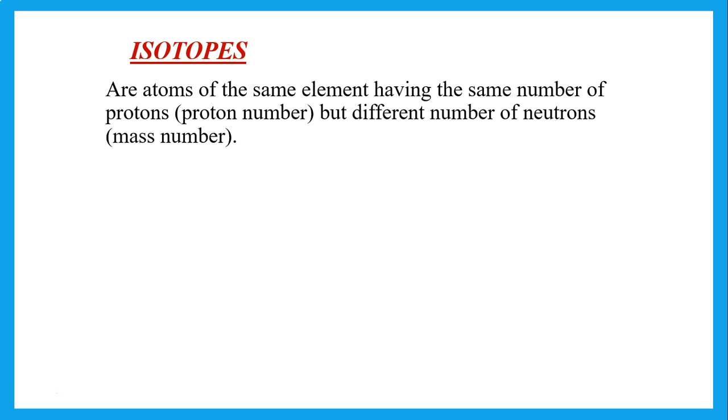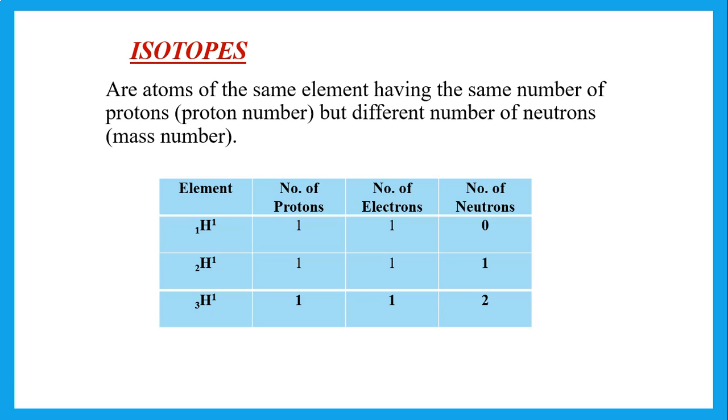Okay, what's an isotope? Isotopes are atoms of the same element, having the same number of protons, but different number of neutrons. So they will have the same proton number or atomic number, but different mass number. So for example, hydrogen has 3 isotopes. All of them are atoms of hydrogen, so they are atoms of the same element, having the same what? Same number of protons. All of them have atomic number 1. Remember, we said the atomic number is something that identifies the element.